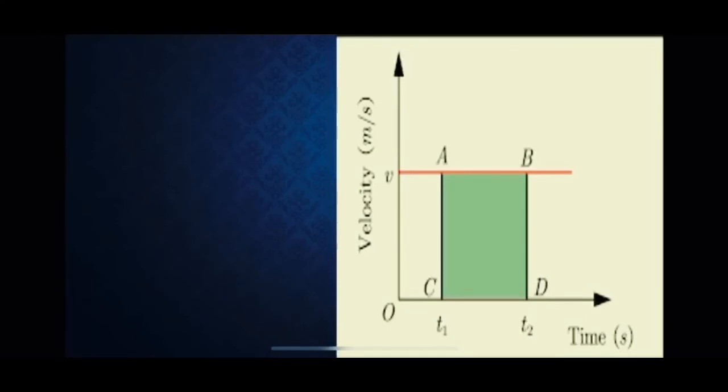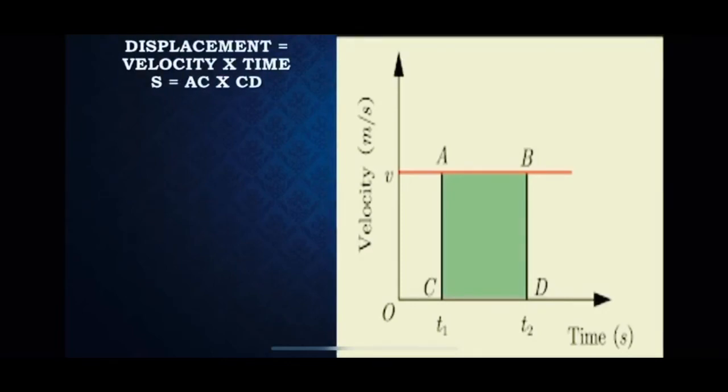This is that graph. Now we are going to find the shaded portion of this graph. What is distance? Distance is speed into time. Then what is displacement? Displacement is velocity into time. Here the velocity is on the y-axis, the velocity is AC and the time is CD.